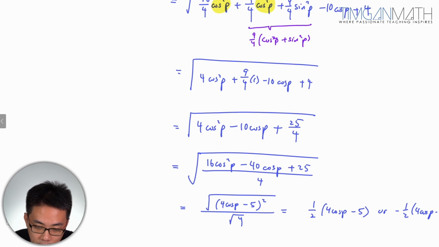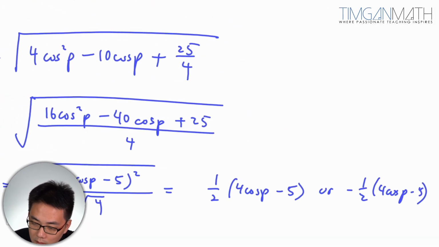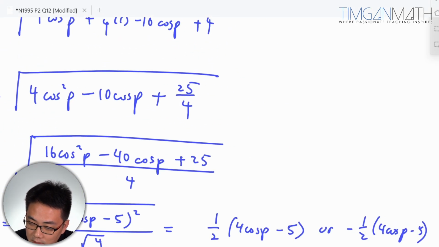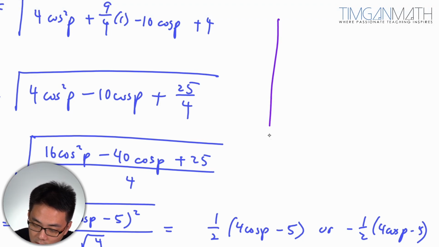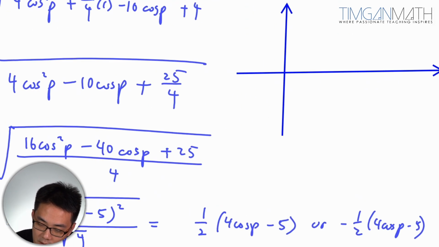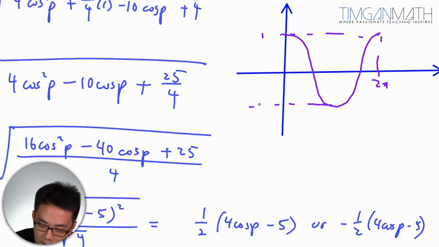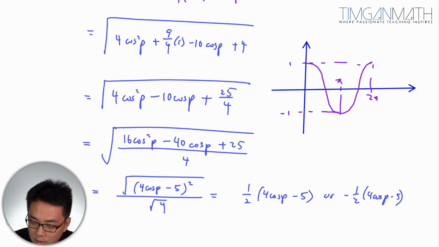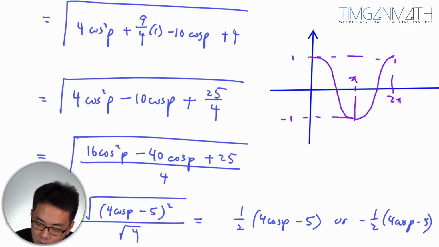So from 0 to 2 pi, I think just draw the graph. That will be the easiest way to understand what's going on here. So here we'll be dealing with 0 to 2 pi. For cosine p, we have cosine which goes from 1 to negative 1, right? Here's 2 pi, and this is negative 1, and this is pi. This is pi over 2, and this is 3 over 2. Okay.